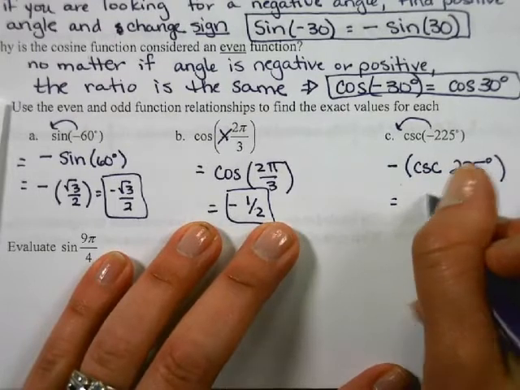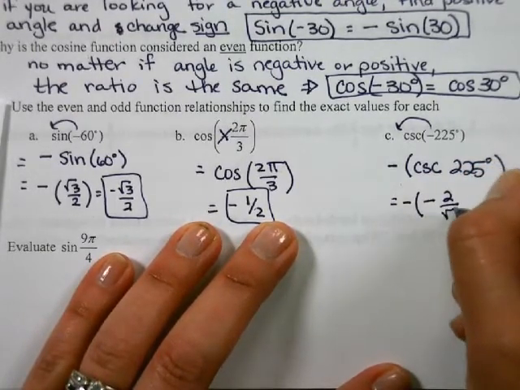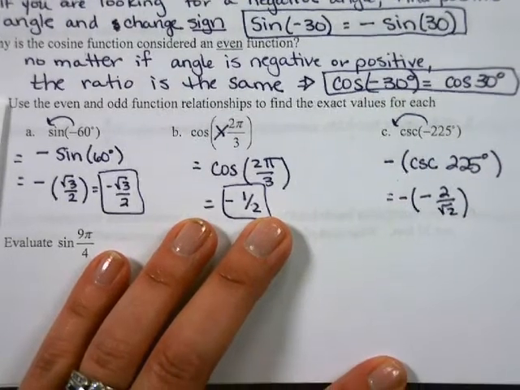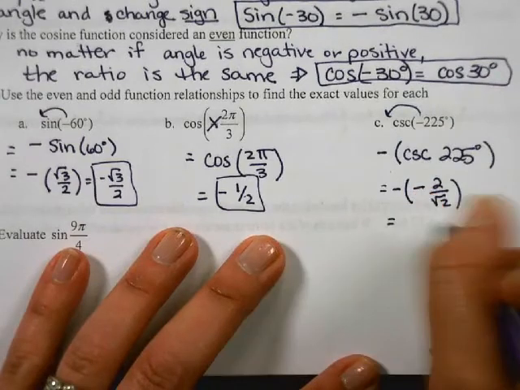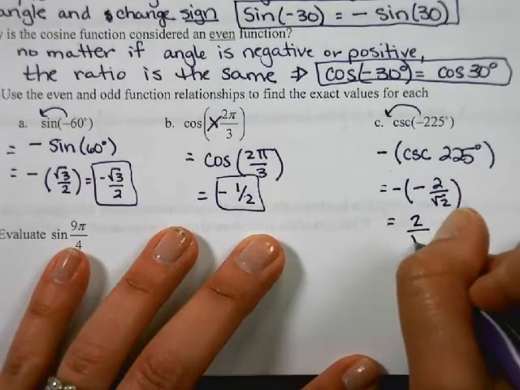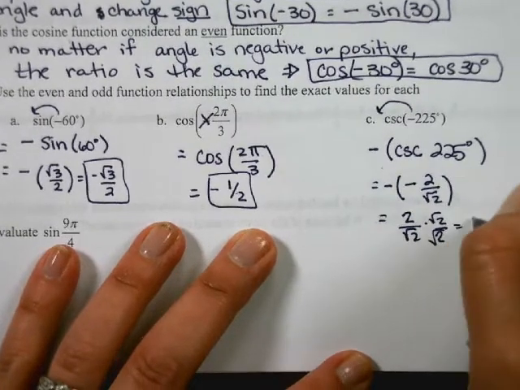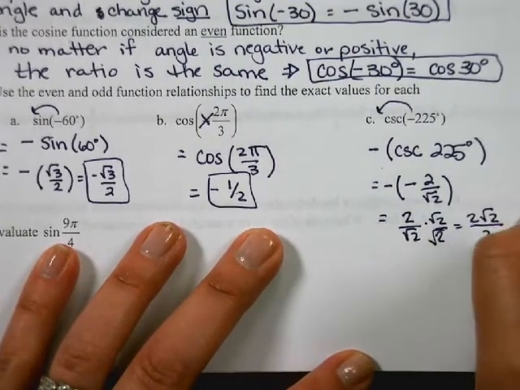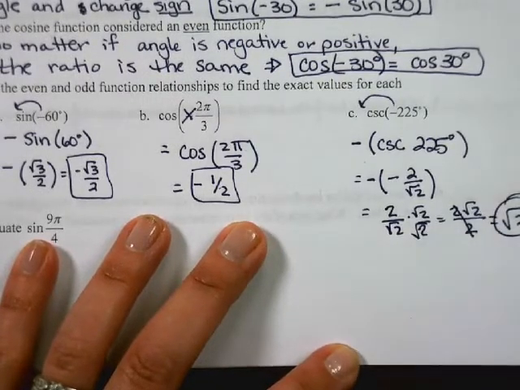So let's flip him over. He's negative 2 over root 2, right? What's a negative negative? Positive. Rationalize. Reduce. 2 root 2 over 2. So that guy's just root 2.